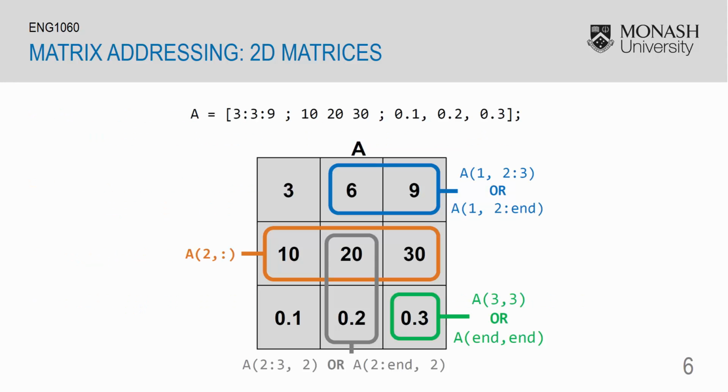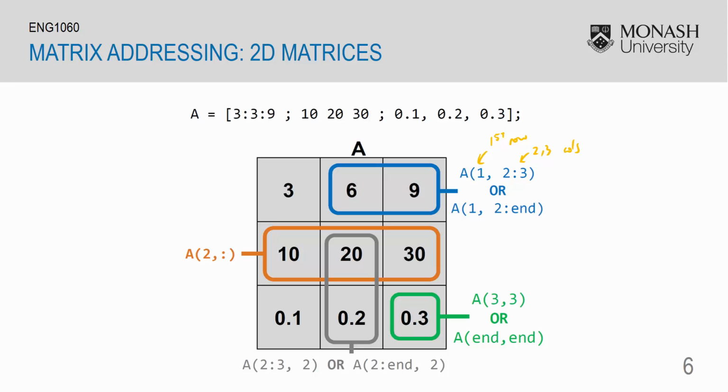So here we have a matrix A, which is a 3 by 3 matrix. The matrix is created using the following syntax. A is equal to square brackets 3 colon 3 colon 9 semicolon 10 20 30 semicolon 0.1 0.2 0.3 close bracket. Several elements are highlighted here. We will first look at the blue elements 6 and 9. These can be addressed by stating A of 1, 2 colon 3. So the 1 stands for first row, and the 2 3 means the second and third columns.